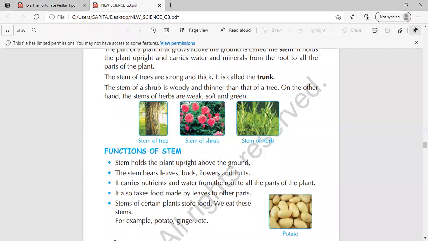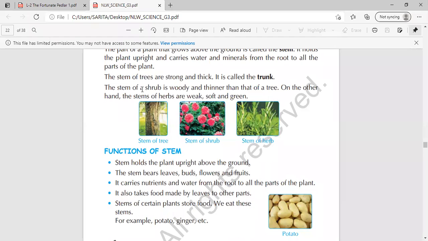The stem of trees is strong and thick. It is called the trunk. A big tree has a very strong stem. It is very thick and woody and very strong. So it is called the trunk. The stem of the tree is very strong and thick.